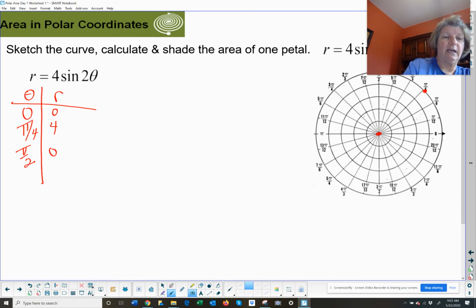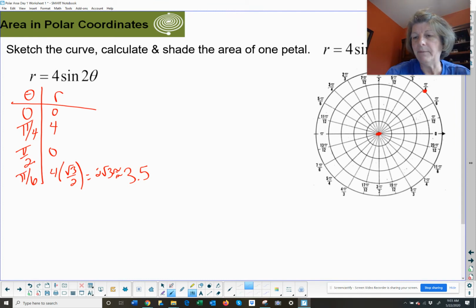You may want to see a few more values in between. If I did pi over 6, that would be behaving like 2 times pi over 6, like a pi over 3. Sine of pi over 3 is root 3 over 2. So I'd have 4 times root 3 over 2, which gives me 2 root 3. That's going to be, I'm just going to say approximately 3.5-ish. So at pi over 6, we will be out at 3.5. And much could be done the same at pi over 3. Now you can get a feel for that first petal.